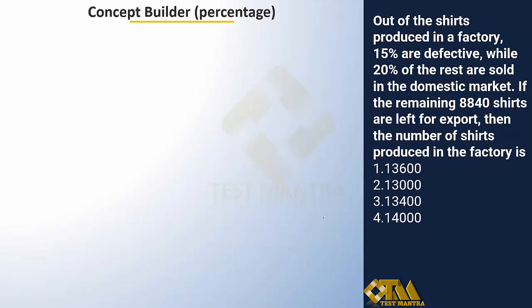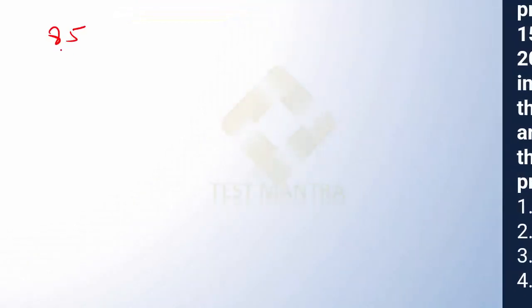Right. Sometimes the questions will be a calculation based question. Out of the shirt produced in the factory, 15% defective. So these are the very easy questions here. 15% defective, that means remaining 85% are useful. So 85 by 100, let's directly mark. While 20% of the rest are sold in the domestic market. So 20% of the rest, that means 20% of these 85 is sold in the domestic market. If the remaining, so remaining will be how much? 80%.